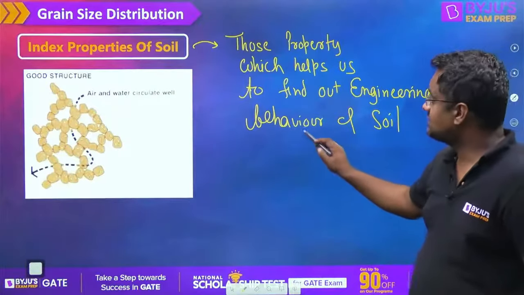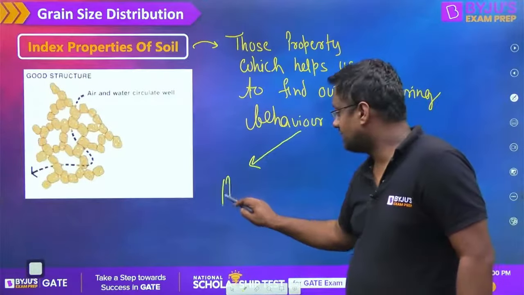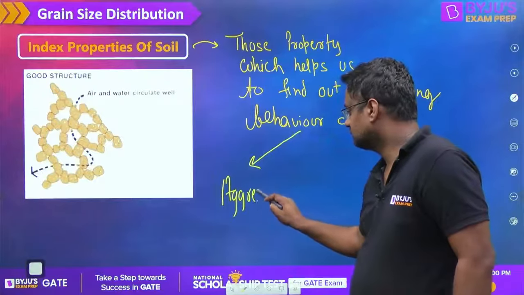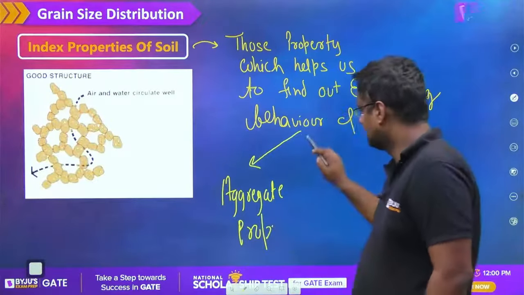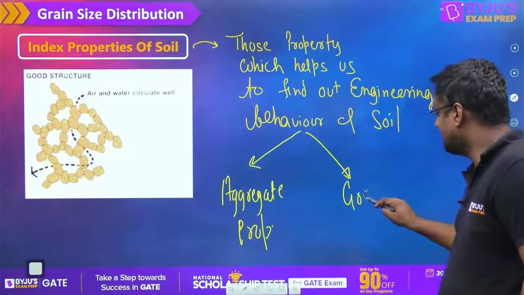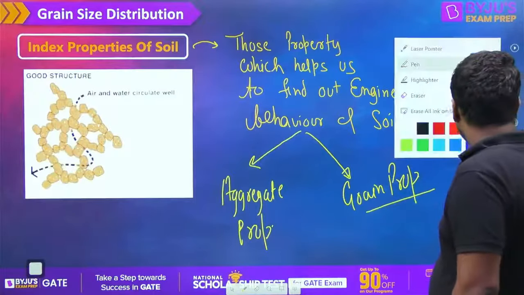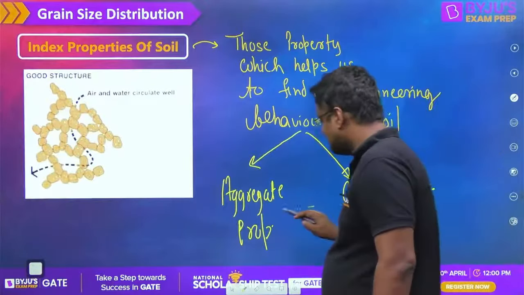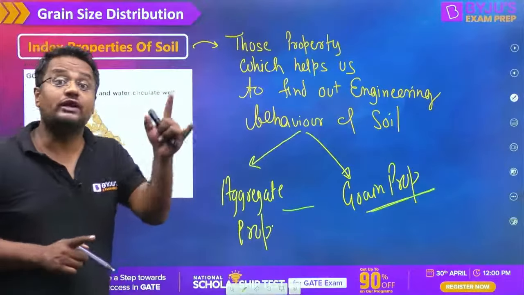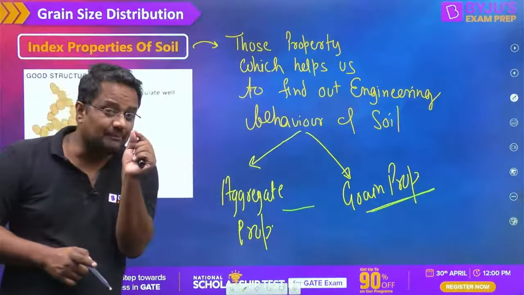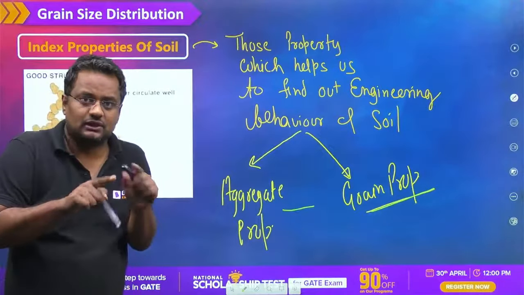Now index properties are also again of two types. One is aggregate property, and one is grain property. Aggregate property means that it depends on the whole skeleton, like void ratio. Void ratio does not depend on a single particle. Void ratio depends on the whole skeleton.